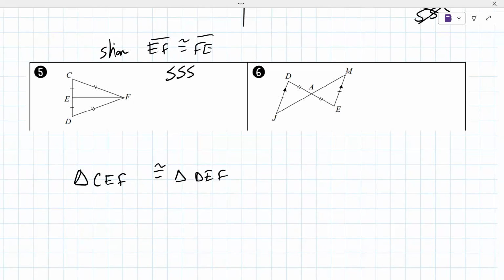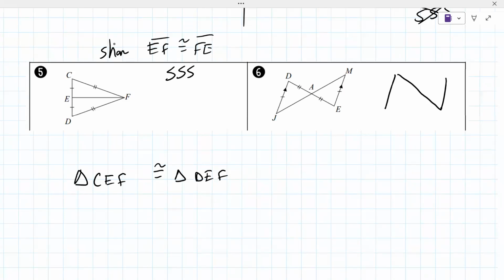Okay, this one, is this one possible? Is it impossible? It is possible. It's the parallel lines that are helpful here. Oh, so it's SSS. Nope, parallel lines don't tell you anything about sides. They tell you about, oh, angles.